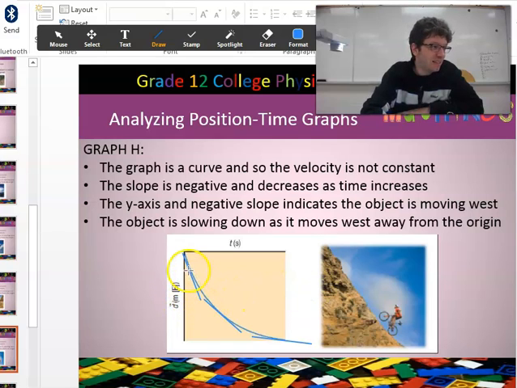Now, an important thing to note is that for each one of these, the slope is negative, so we are moving towards the west. But remember what we talked about with acceleration. If velocity is in one direction and you're slowing down, it means acceleration is in the other direction. So if you're moving towards the west and you're slowing down, it means you're accelerating towards the east. Get rid of these ones.